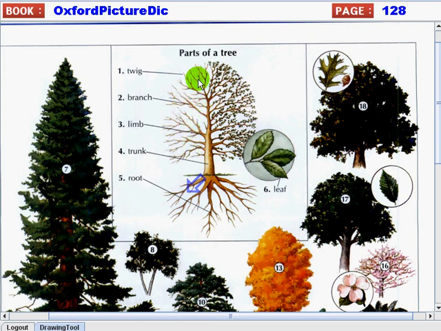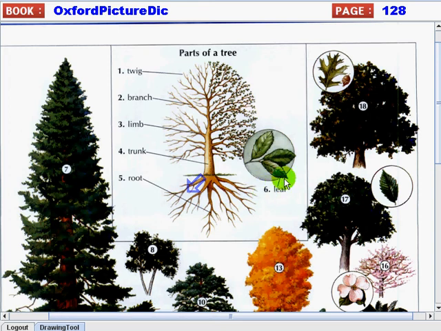Branches of trees. Right? And this area here is what we call the limb. Limb. Please say with me, limb. And fourth, this one is what we call the trunk. Trunk. And lastly, we have the root. Root.